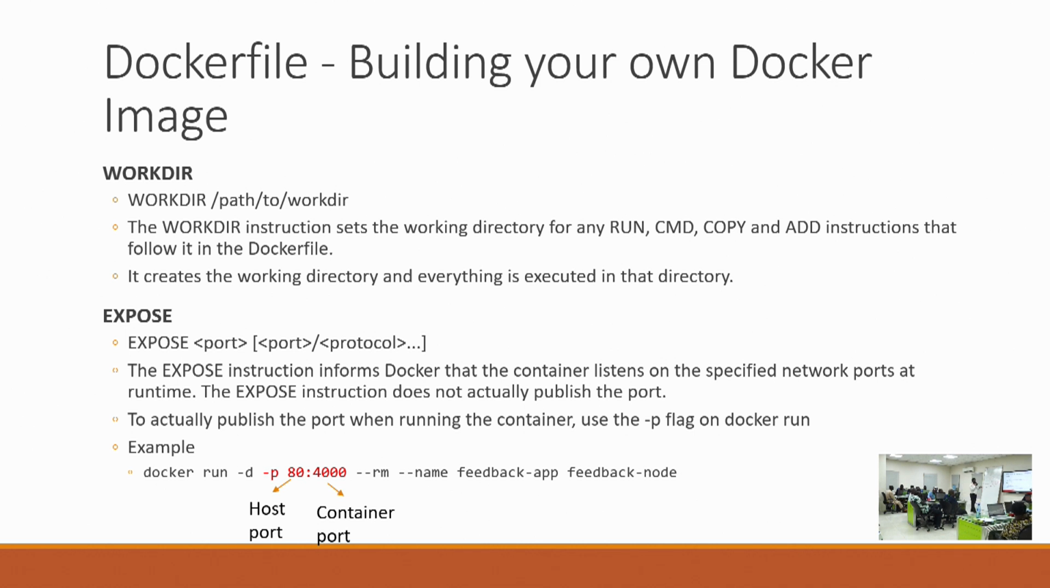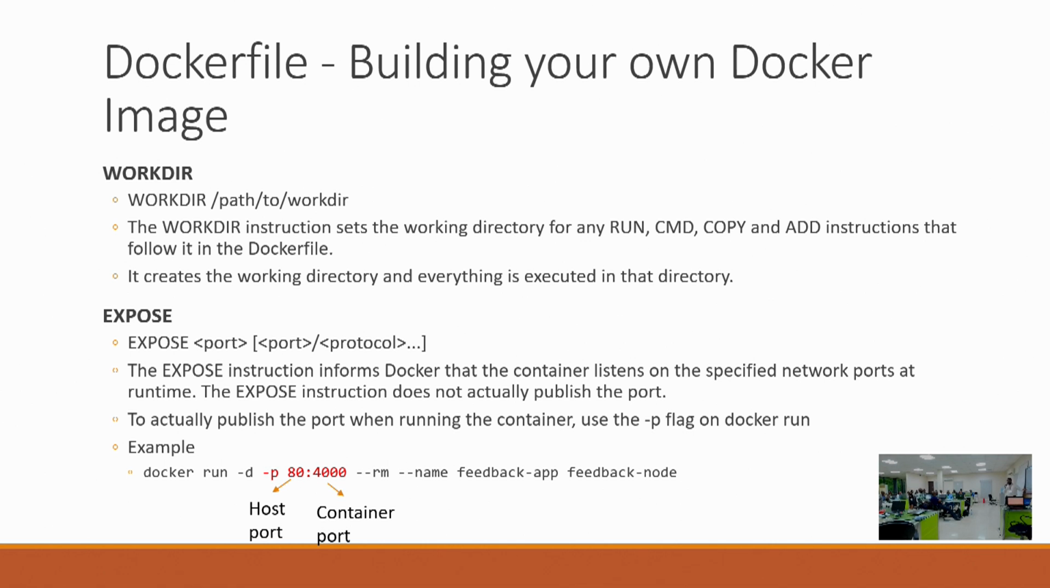So the EXPOSE instruction informs Docker that the container listens on the specified network ports at runtime. But note one thing, the EXPOSE instruction does not actually publish the port. So if I run my image and I create a container from it, me specifying the EXPOSE command in the Dockerfile doesn't actually expose the port. To actually expose the port, I must use this -p option as I used here.